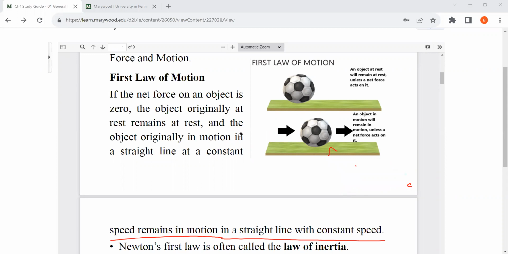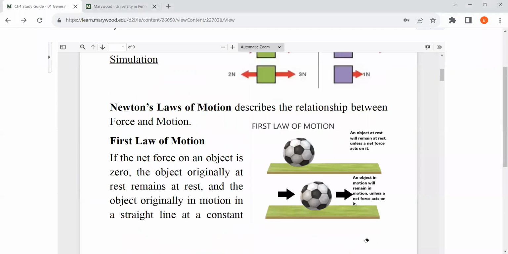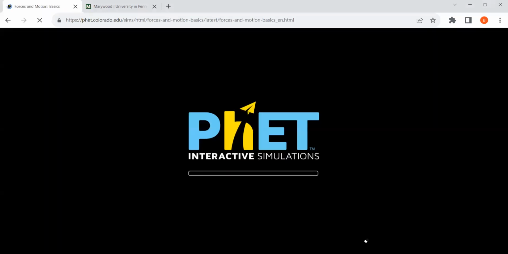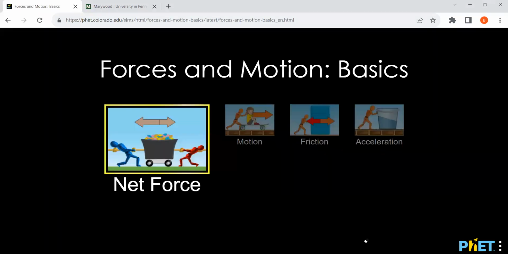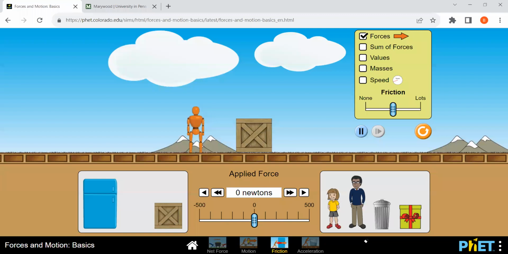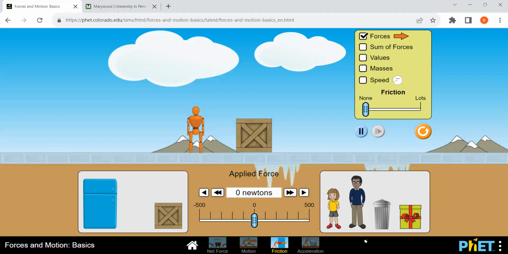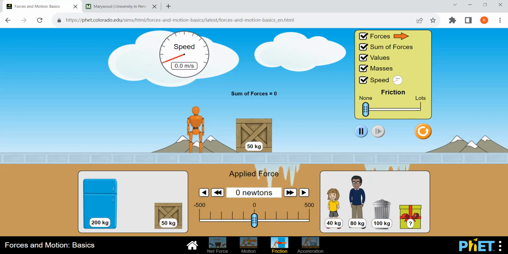The simulation I showed earlier, we can use to prove it, because in that simulation we have the option to turn the friction on and off. So if we turn off the friction, then you will see that. Let me turn off the friction. Okay, now we can prove that.